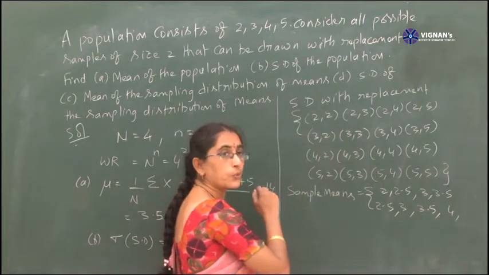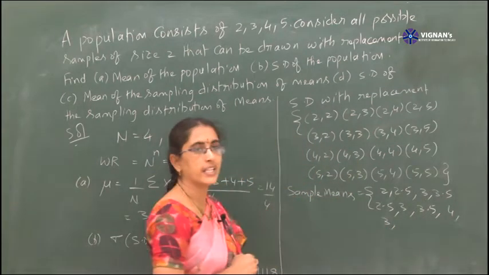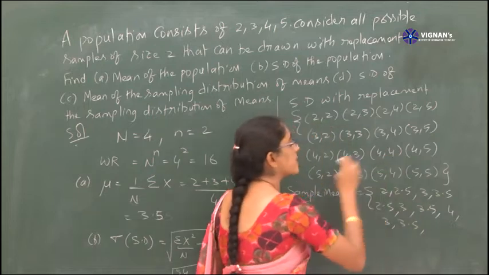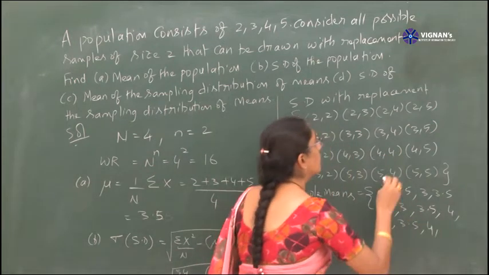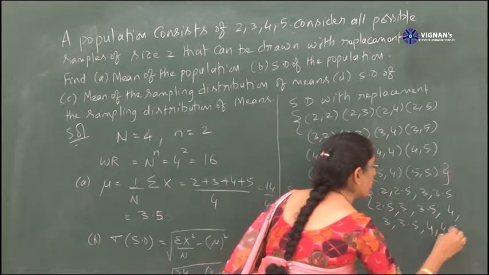Then 4 plus 2, 6. 6 by 2, 3. 4 plus 3, 7. 7 by 2, 3.5. 4 plus 4, 8. 8 by 2, 4. 4 plus 5, 9. 9 by 2, 4.5.